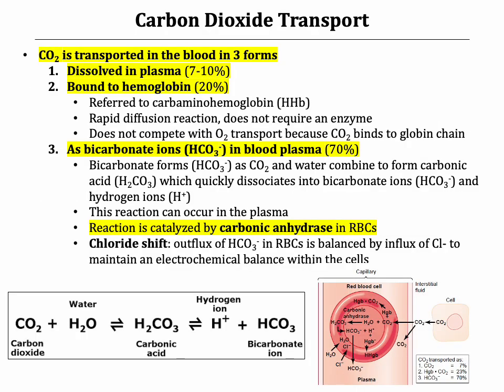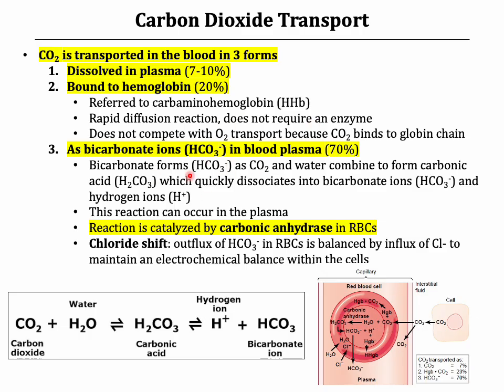Carbon dioxide transport in the blood is found in 3 forms. Around 7% of it is just dissolved in the plasma as CO2. Around 20% is bound to hemoglobin. It attaches to the globin chain, not the heme group, so that there's no competition between the CO2 and the oxygen gas. 70% of the CO2 transport is as bicarbonate ions within the blood plasma. So HCO3 negative, that is bicarb.